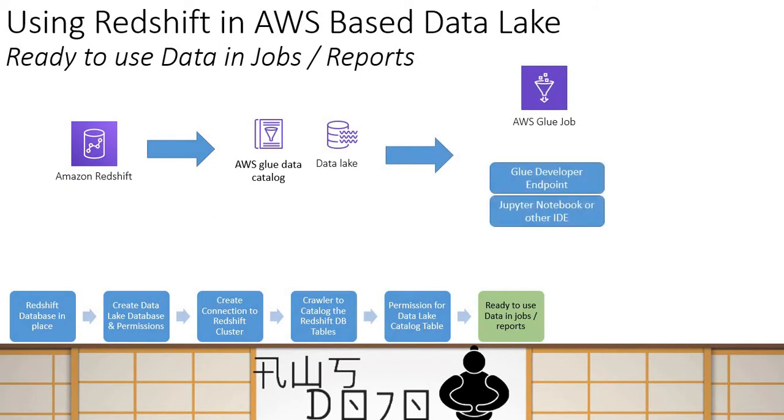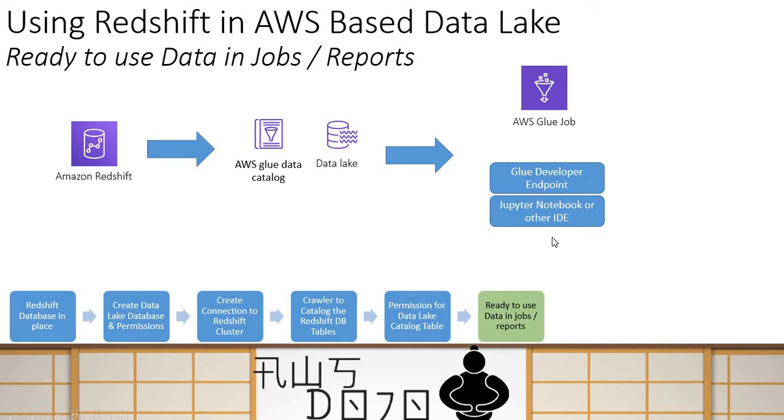That you can do inside a developer endpoint. Say you are doing development and want to try out some PySpark or Scala script in, say, a Jupyter Notebook or any other IDE. Then you can simply talk to the Glue catalog, and the Glue catalog will ensure a connection all the way back to Redshift to give you access to the data.